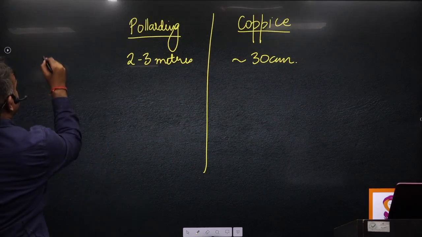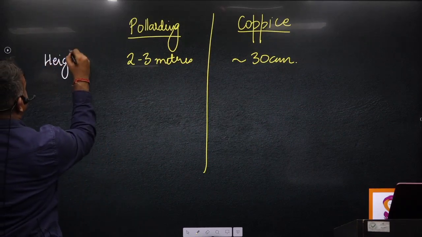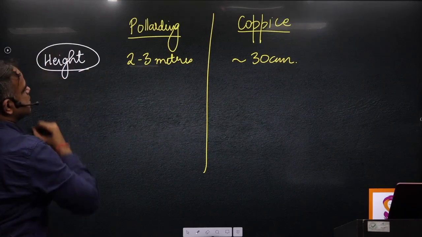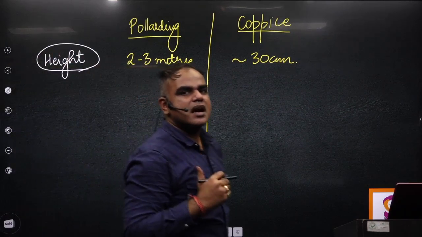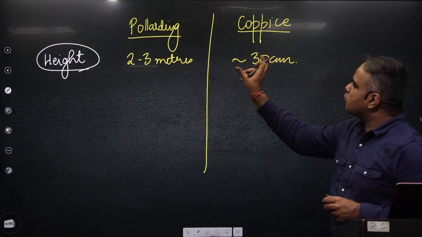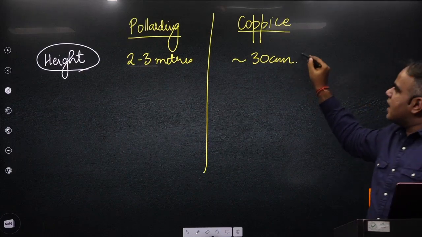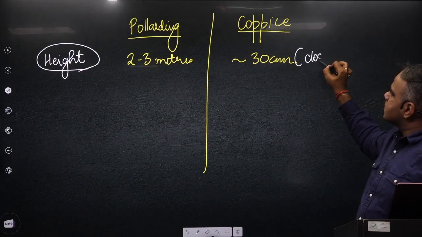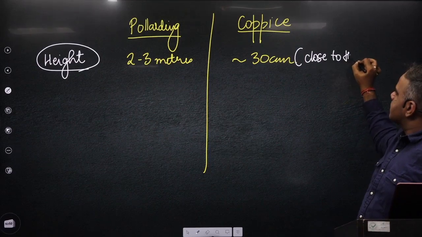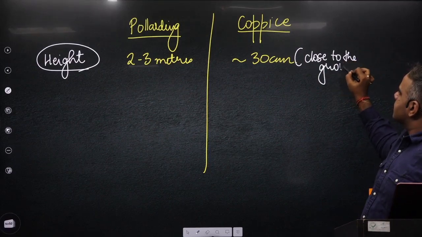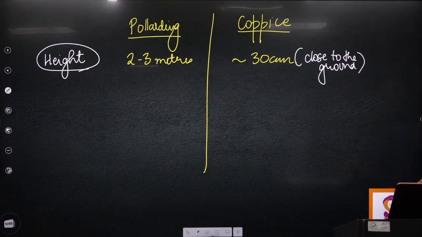The first parameter that I've told you is where exactly the cut is made. So that is going to be the first point of difference. One is 2 to 3 meters above the ground, and here it is cut very close to the ground. Okay, so that is one example.